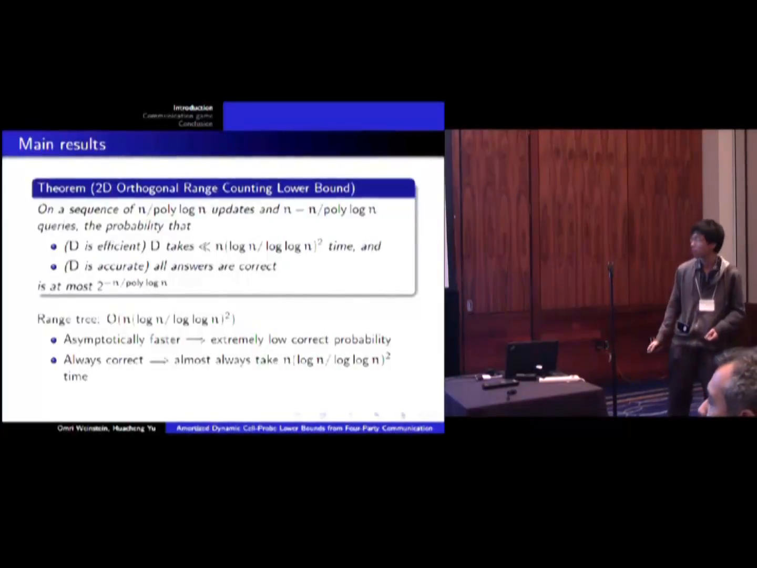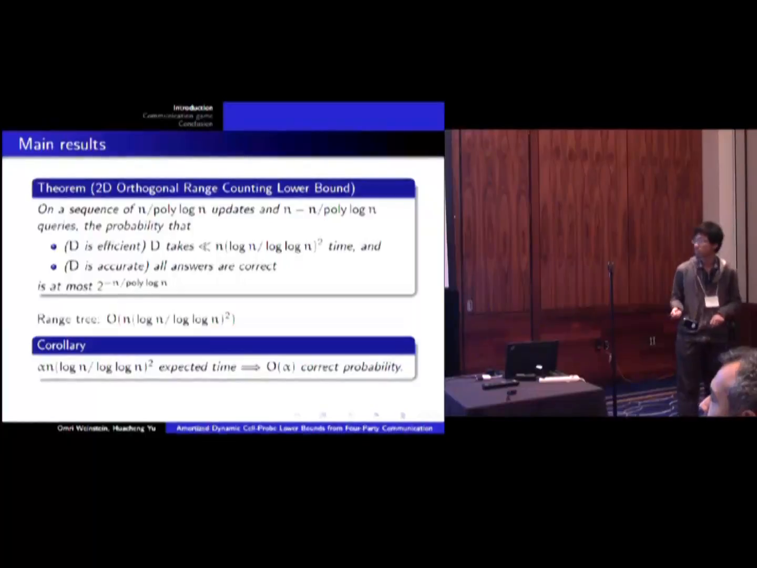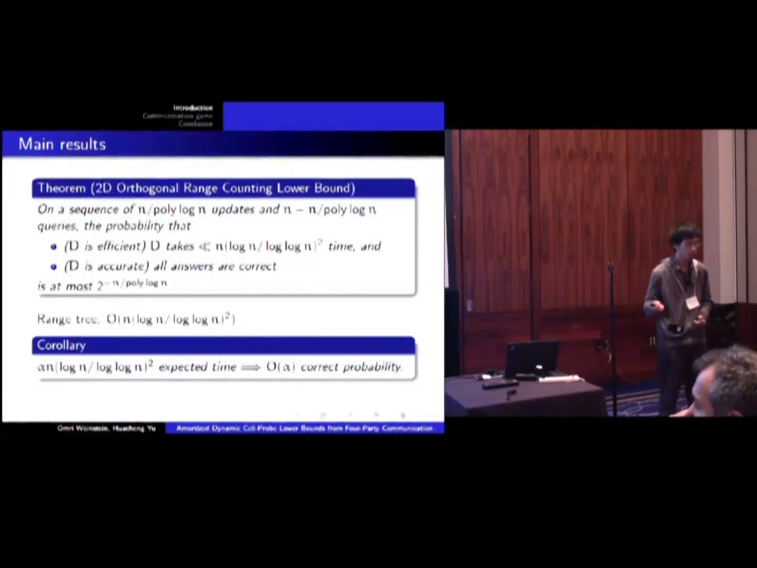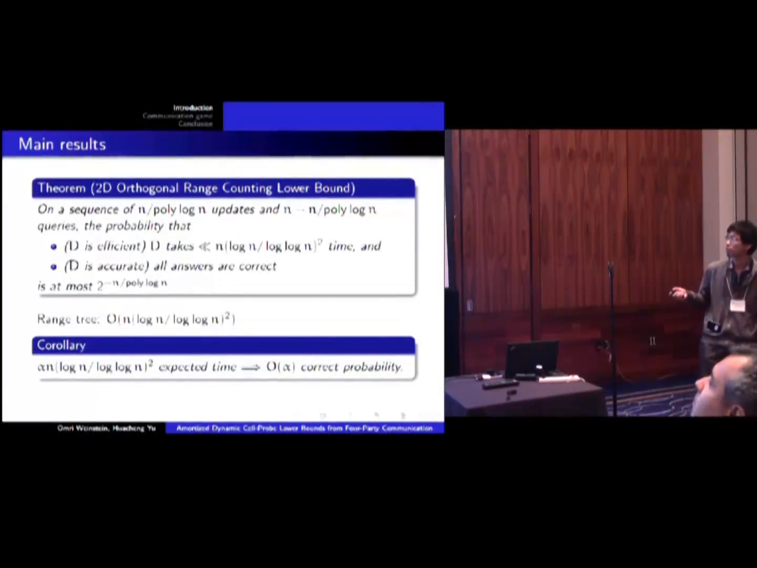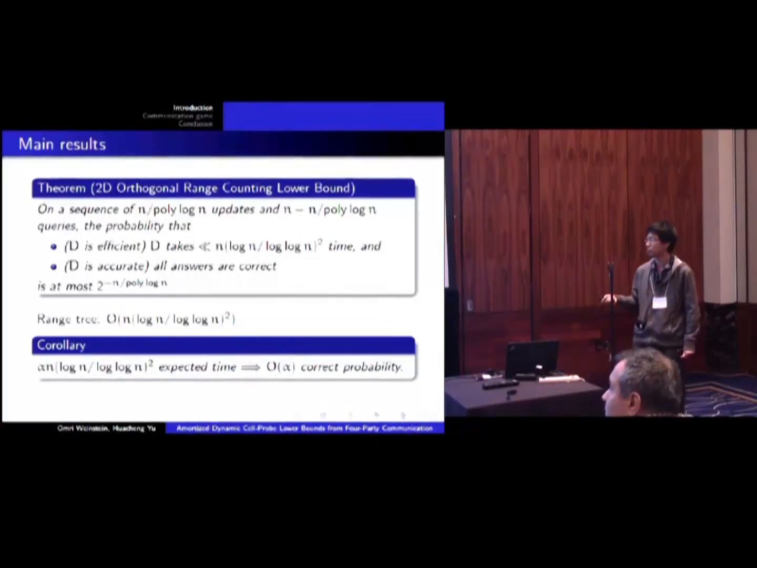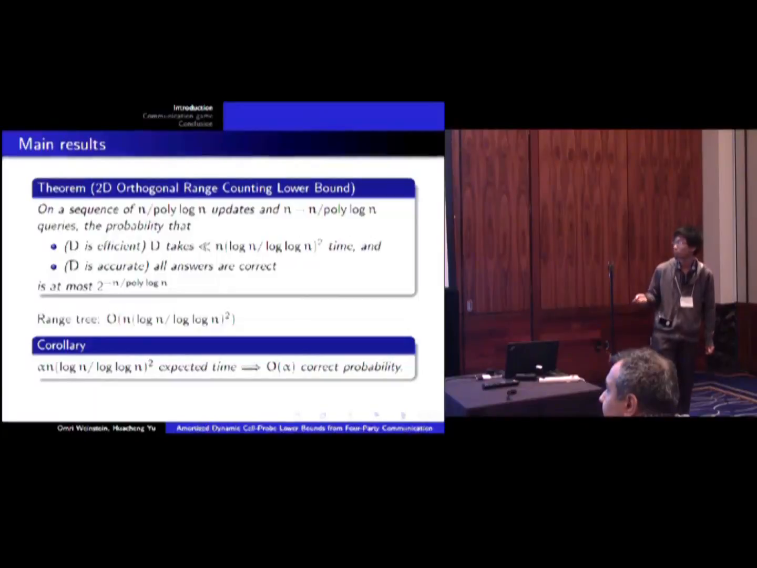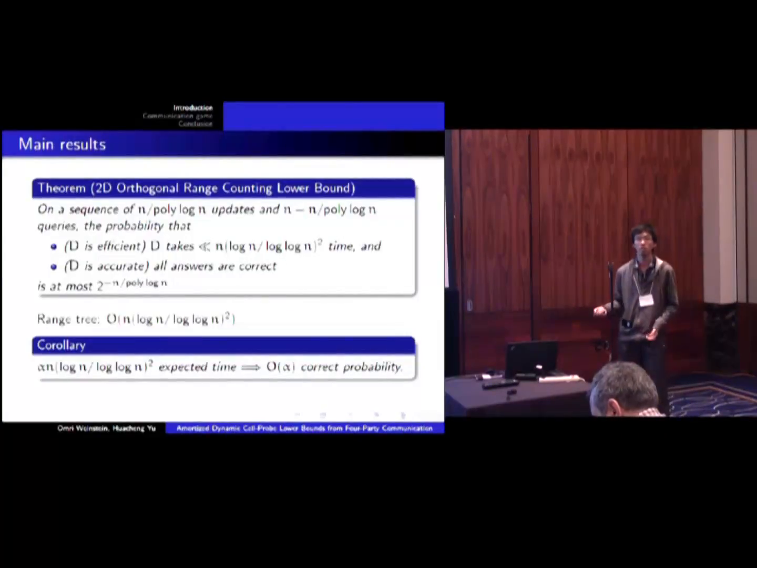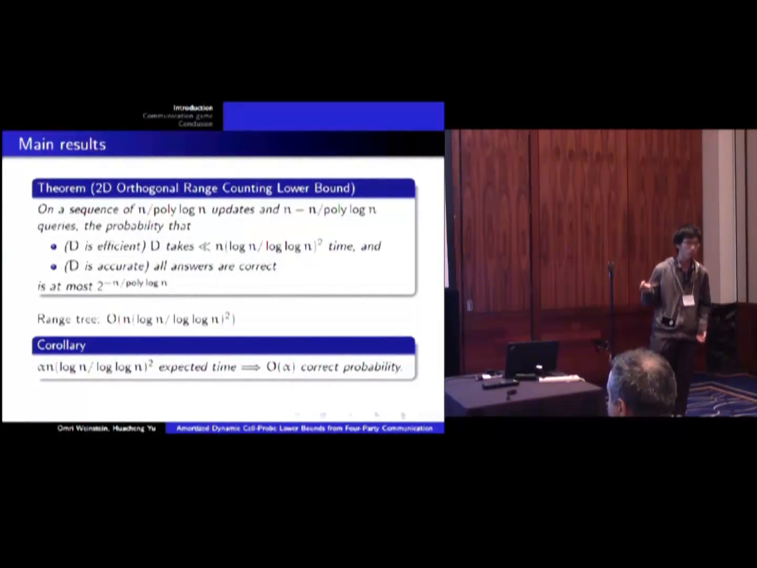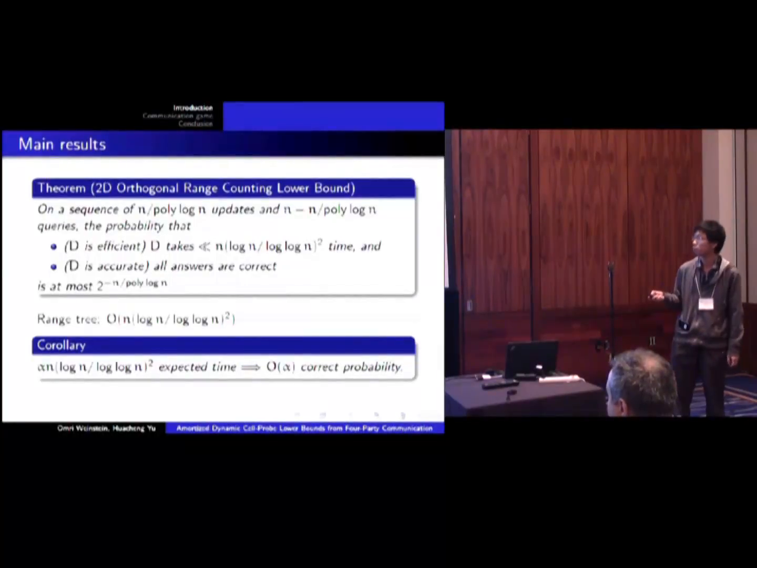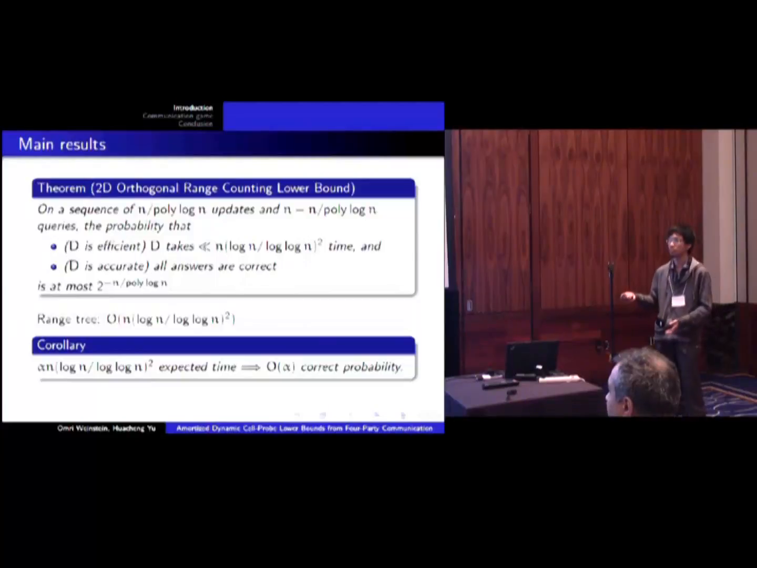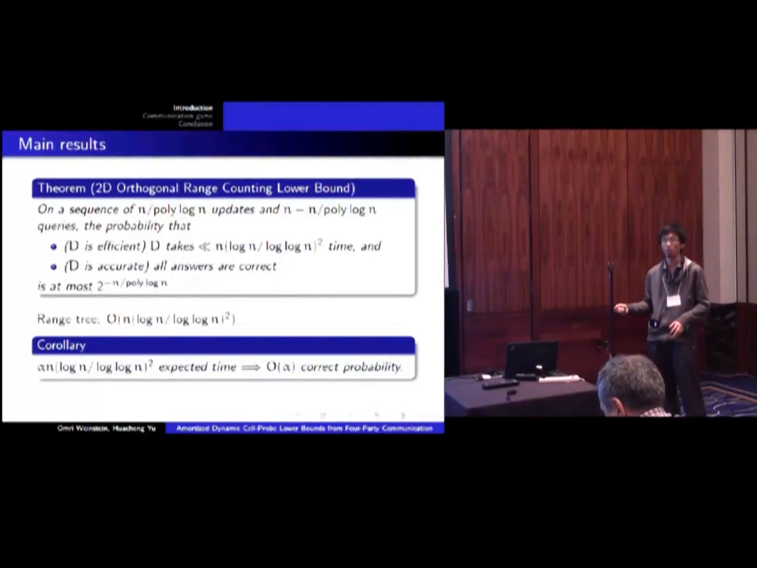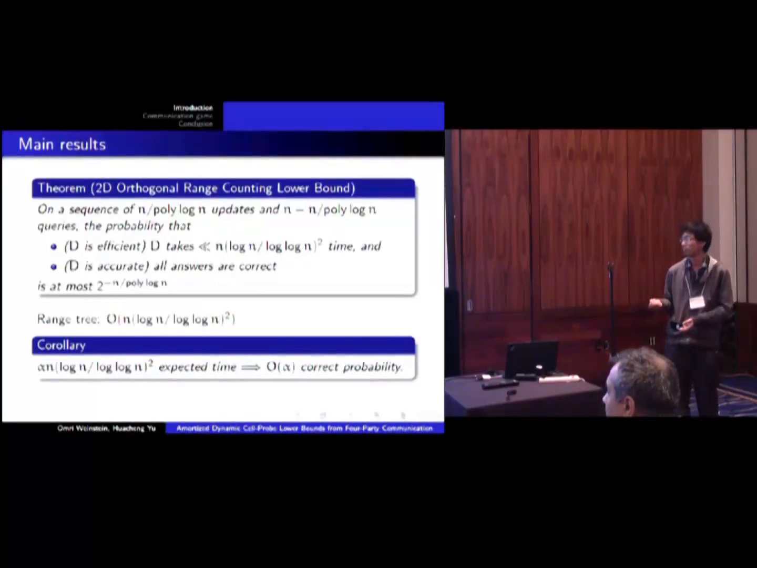Also, there's one more corollary of our theorem: if we have a data structure with expected time an alpha factor of the performance of the range tree, then by application of Markov's inequality and union bound, together with our theorem, we imply that the probability that this data structure answers all queries correctly is at most alpha. And this bound is also tight, because one thing we could always do is to first flip a random coin, and with probability alpha, we just run the range tree before the first query. And with probability 1 minus alpha, we just do nothing. We output 0 for all of the following queries.